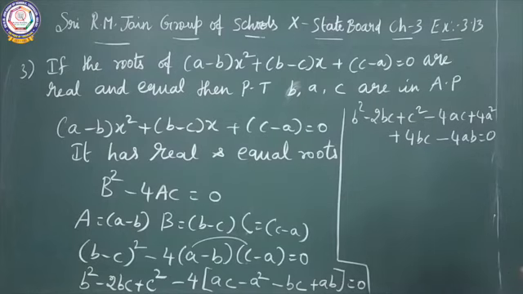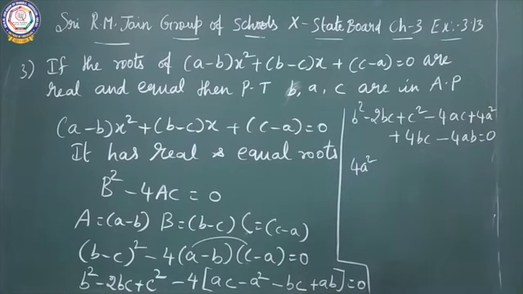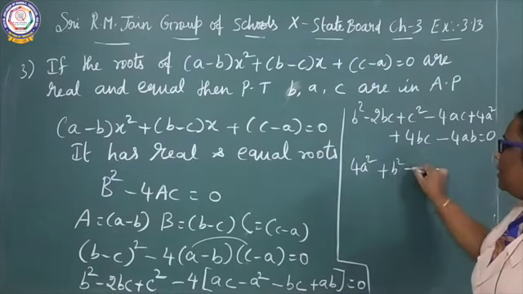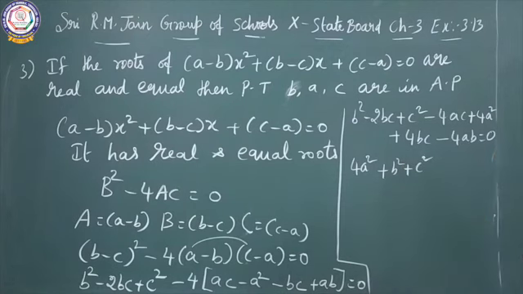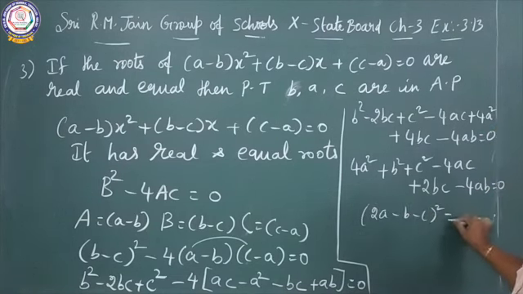So, you write it in your order. See here, 4a square plus b square plus c square, minus 4ac, 4bc minus 2bc plus 2bc, minus 4ab equal to 0. See, (2a minus b minus c) the whole square equal to 0.